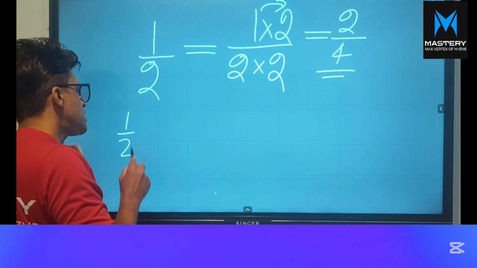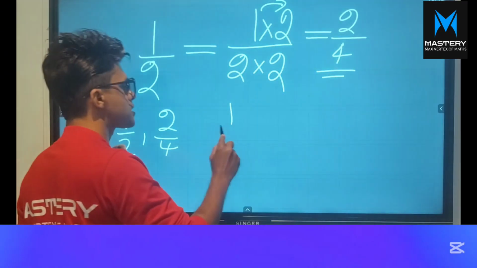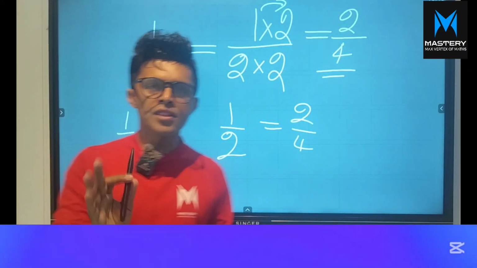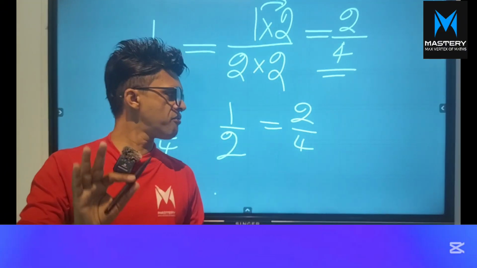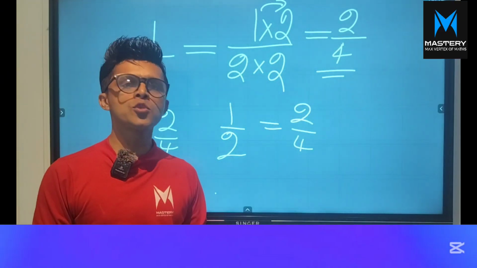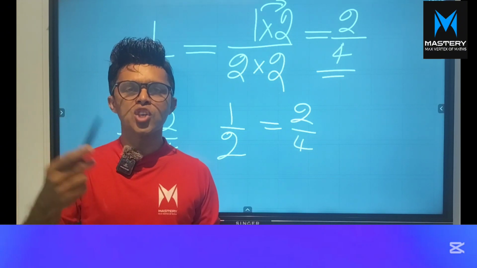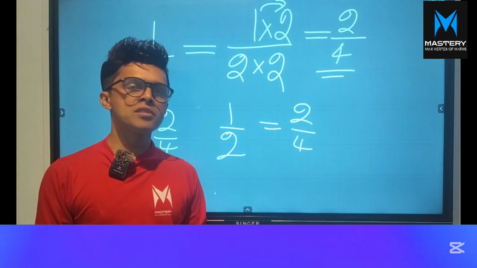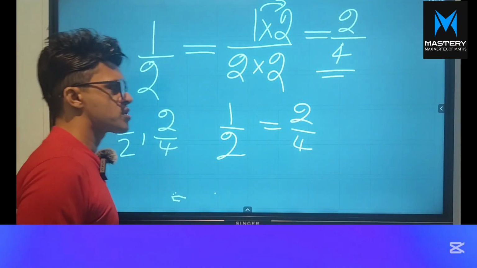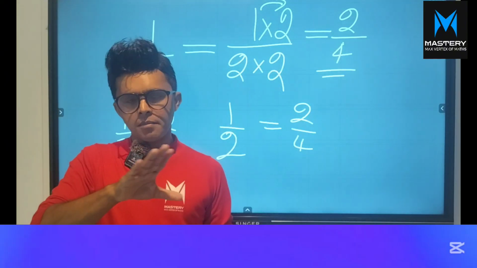So half and 2 over 4 are equivalent fractions, which means half equals 2 over 4, another way of representing half is 2 over 4. The same value, same fraction, right? The same fraction we could express using this method. How many equivalent fractions are you able to get for half?